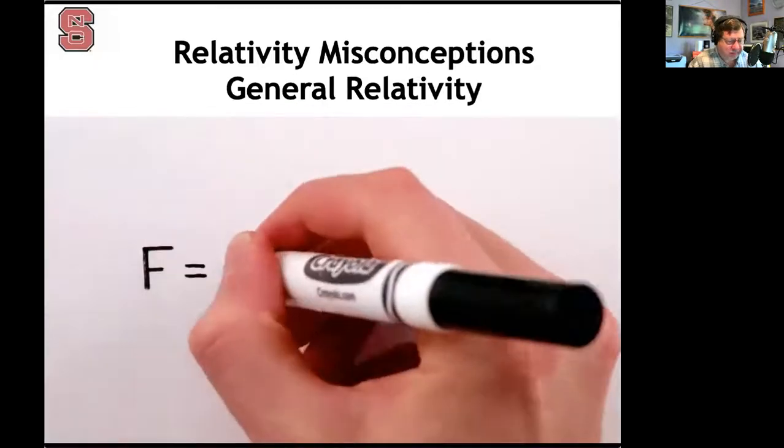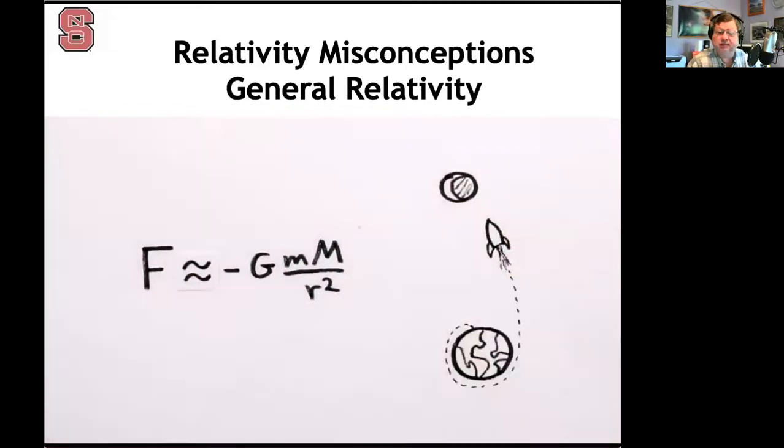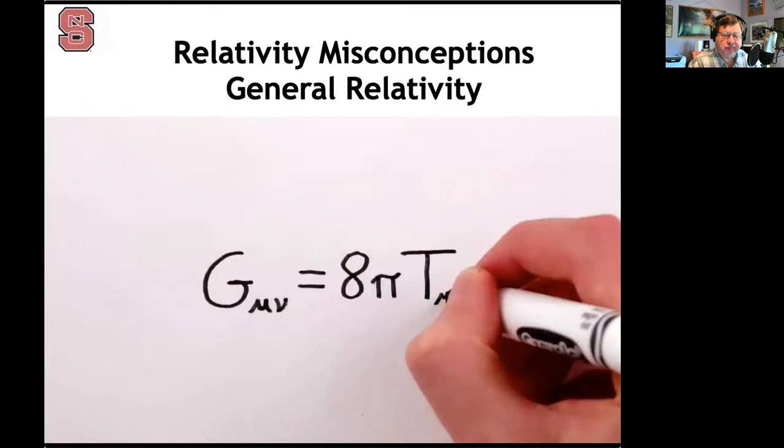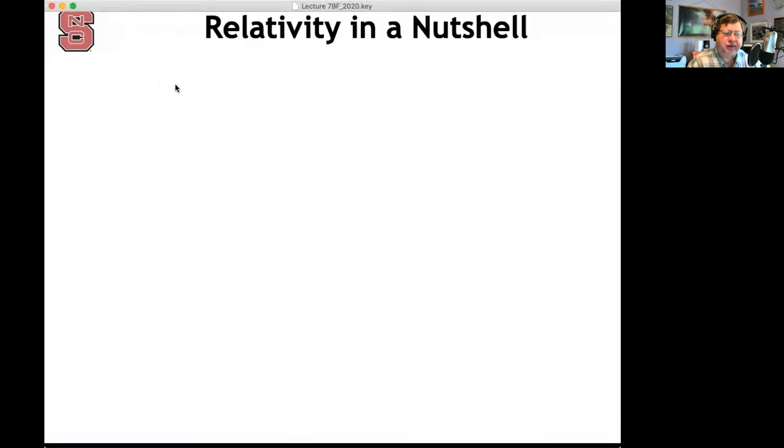Anyway, the point is that Newton's law of gravitation is just an approximation. Good enough to get us to the moon, but not perfect. General relativity... I don't know why that cut off. Anyway, let's go on.